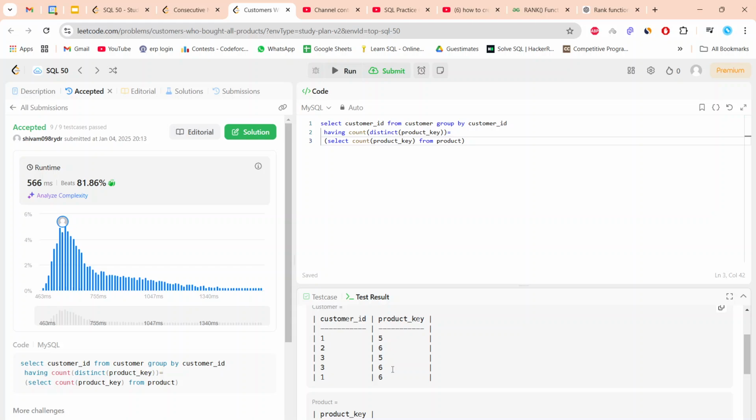Hence, this is how you solve a problem in SQL, and this comes only and only by practicing. So the more you practice, the better you get at solving these types of questions.